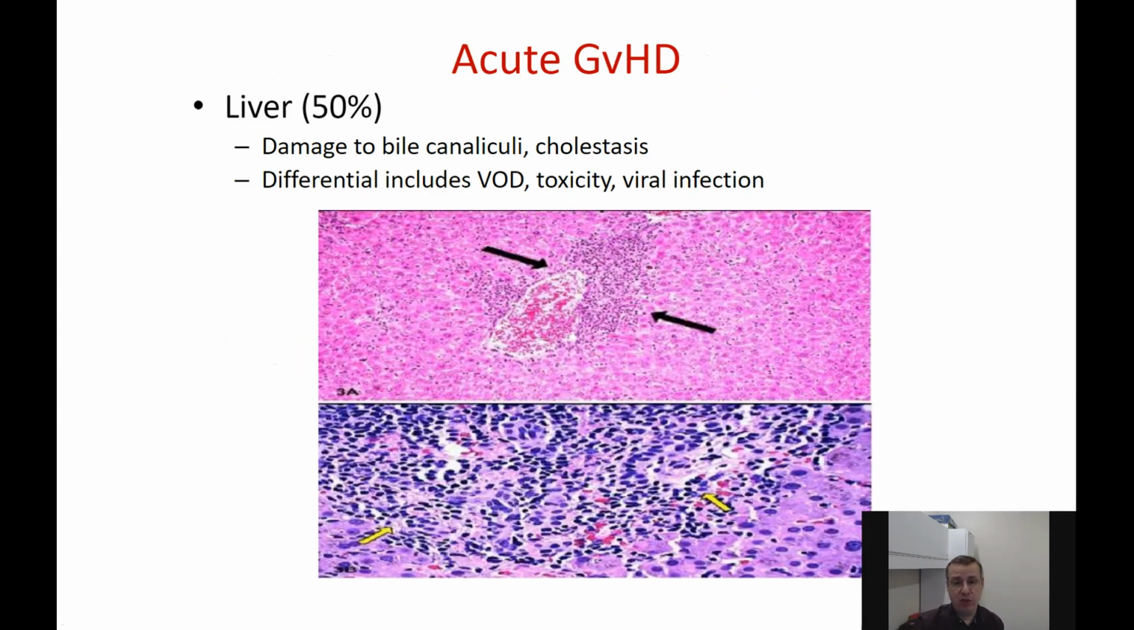Then we have liver GVHD, which also manifests in about 50% of the cases. And this histologically manifests as damage to bile canaliculi and cholestasis. The differential includes veno-occlusive disease, toxicity from chemotherapy, as well as viral infection from a variety of viruses.